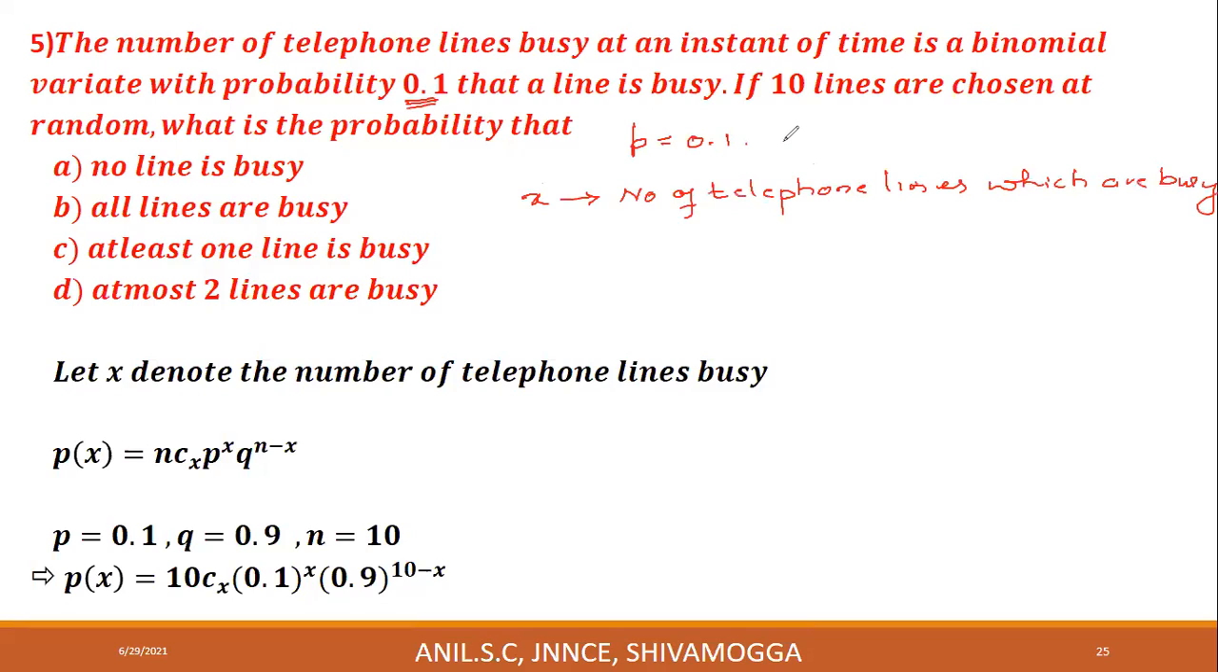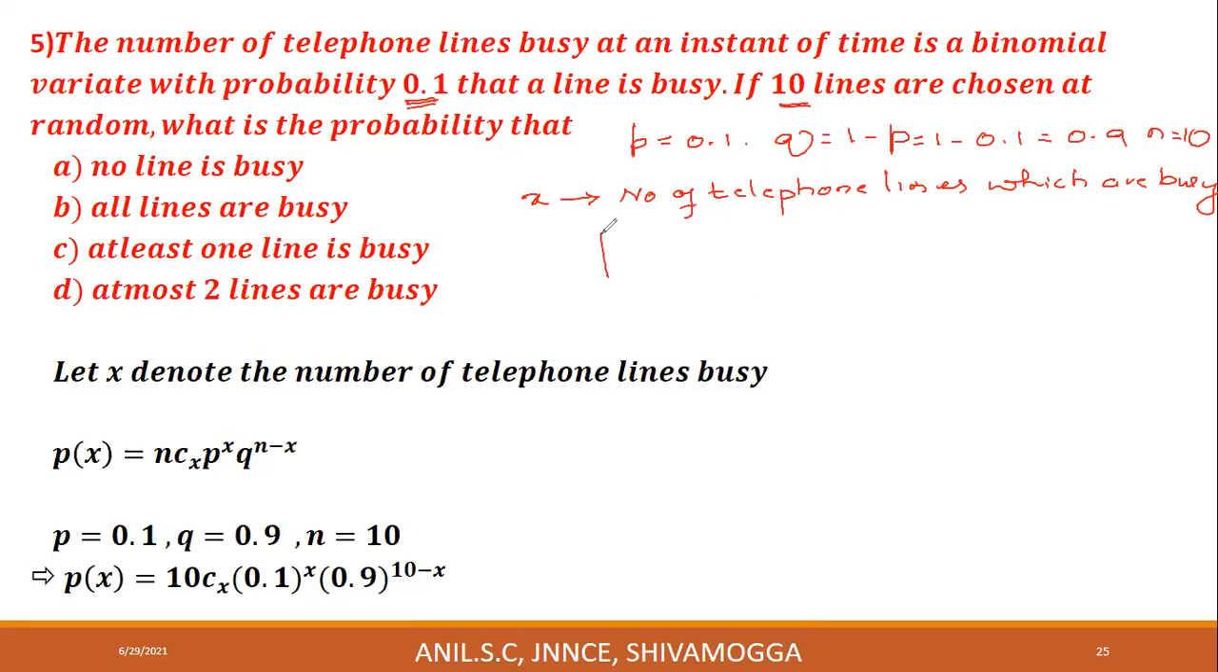If P is equal to 0.1, then what is Q? Q is equal to 1 minus P, because P plus Q is equal to 1. Therefore, Q is equal to 1 minus 0.1, which is 0.9. P is equal to 0.1 and Q is equal to 0.9, and 10 lines are chosen at random. Therefore, N is equal to 10.